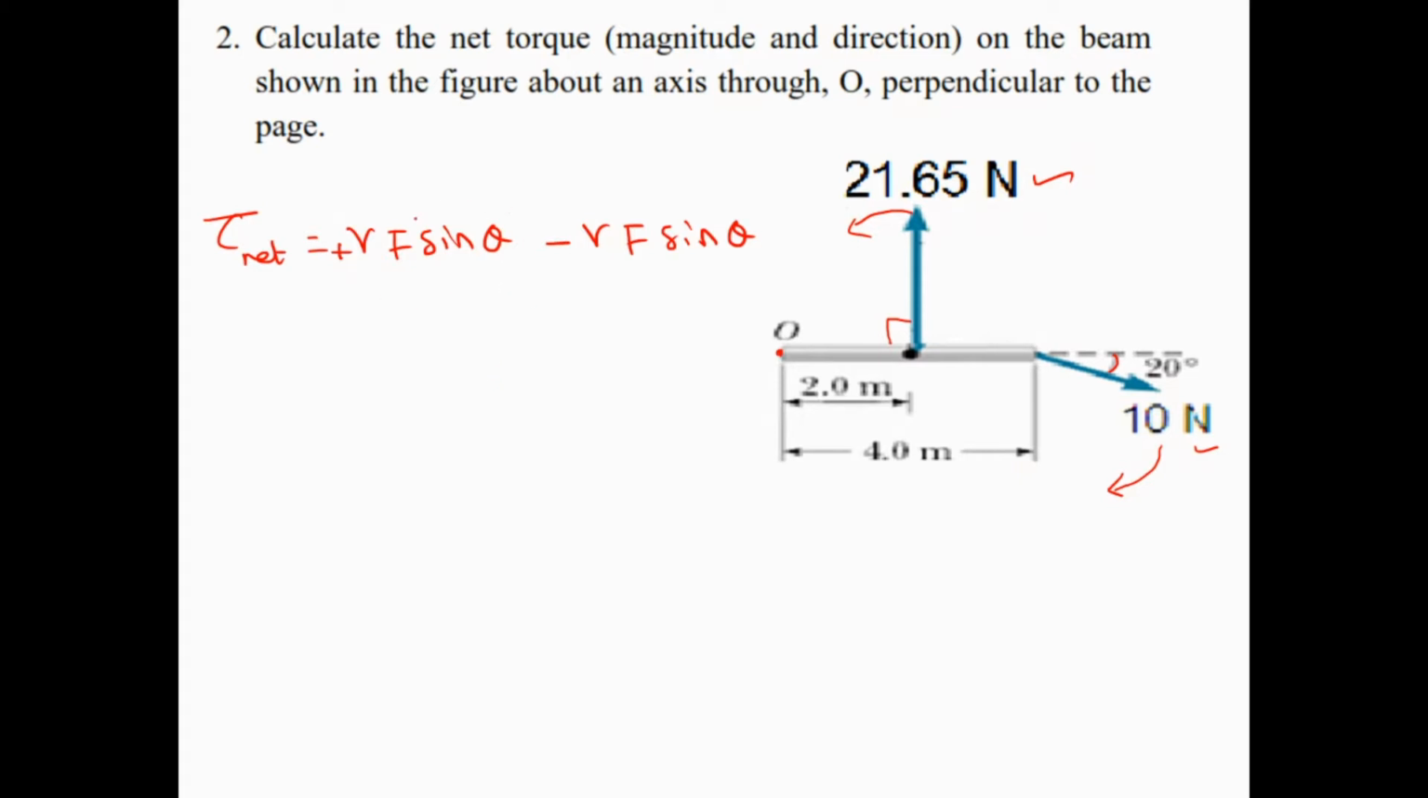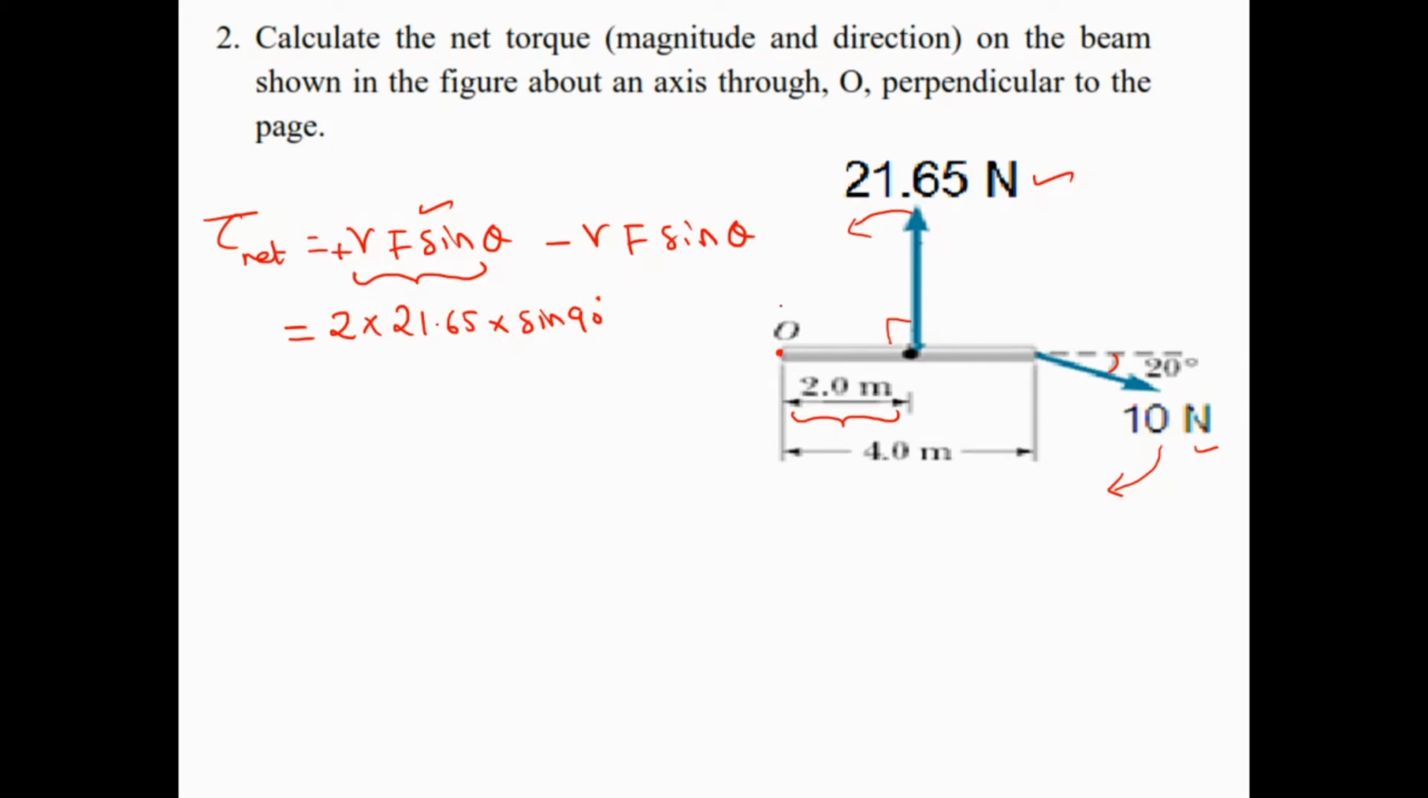And now, if you substitute the values, here the R value for the first force, 21.65, is exactly this, so this is our R value, am I right? And here the angle is 90, so I am going to substitute the values in this formula. In the first part, the R value is exactly 2 multiplied by the force here, 21.65, multiplied by sine of 90 degrees. So these are the values for the first part.